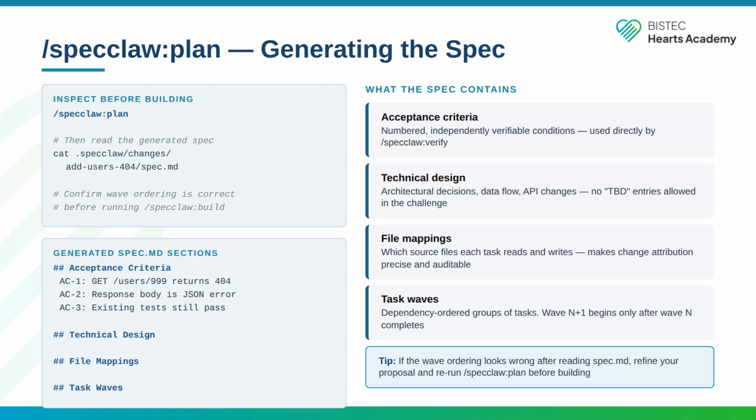If after reading the spec you find that the wave ordering is wrong, or that the acceptance criteria are ambiguous, the right action is to refine your proposal and rerun /SpecClaw plan before building anything. Catching a spec problem at this stage costs seconds. Catching it after a build has run costs significantly more.